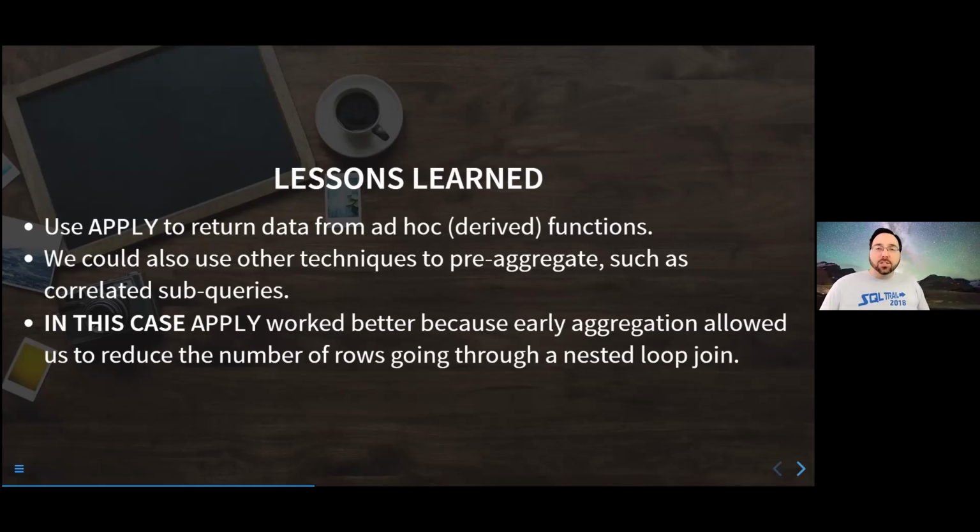There are other ways to pre-aggregate this data. I won't tell you that the apply operator is the only method. You can use other methods. Subqueries work for this as well. And in this case, apply worked better than the simple base query, because we were able to aggregate early to reduce that nested loop join down to one row on the inside, and therefore reduce the amount of CPU cost of performing that join. By doing that, we got rid of 3/4 of the CPU cost.